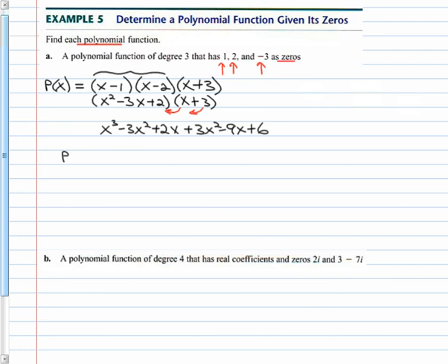And then get my like terms together, and I will have my polynomial. X cubed, -3x squared, positive 3x squared, well, they're gone. 2 minus 9, -7x, and plus 6. There's the polynomial that has those 3 zeros to it.